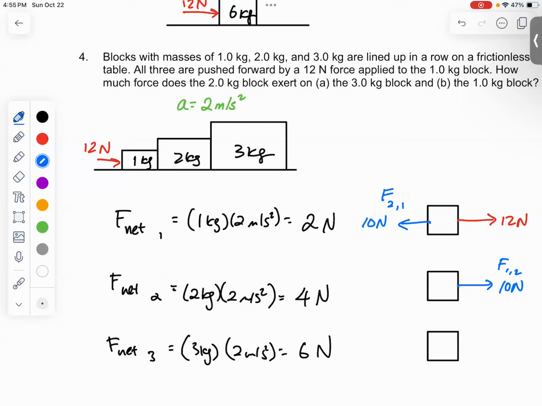That means we have an arrow going to the left for a magnitude of 6 newtons. And this is a force from the third block pushing the second block. And of course, the second block is pushing the third block with a force of 6 newtons. And that's the net force on the third block.